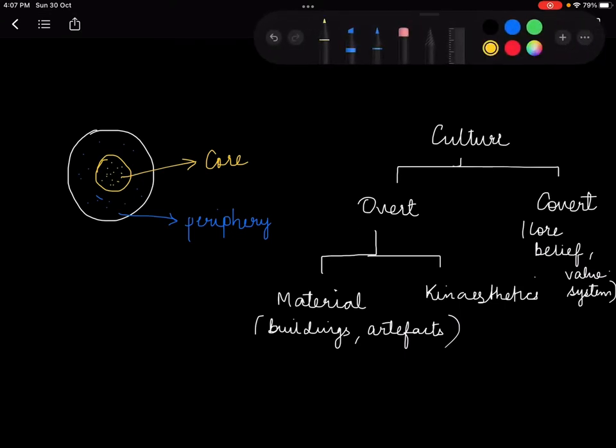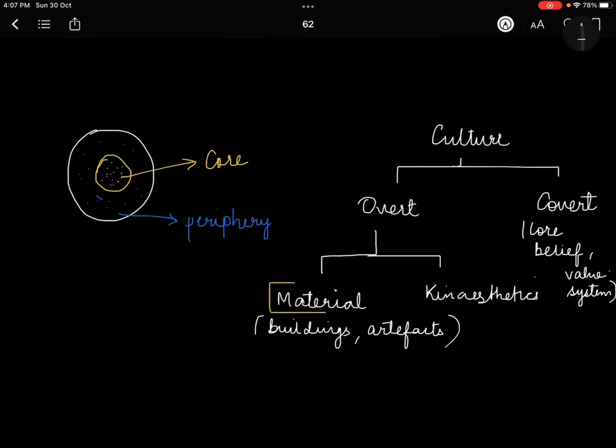He said the culture can be divided into two parts, that is the core and the periphery. That means certain things in a culture are very dear to you, and you are emotionally inclined toward them, and some things are there as a part of your culture, but they are not so integral a part of it. They are relatively unimportant things. And those unimportant things would be the material things, right? That means buildings, artifacts, tools. These things are not the core philosophy of your culture.